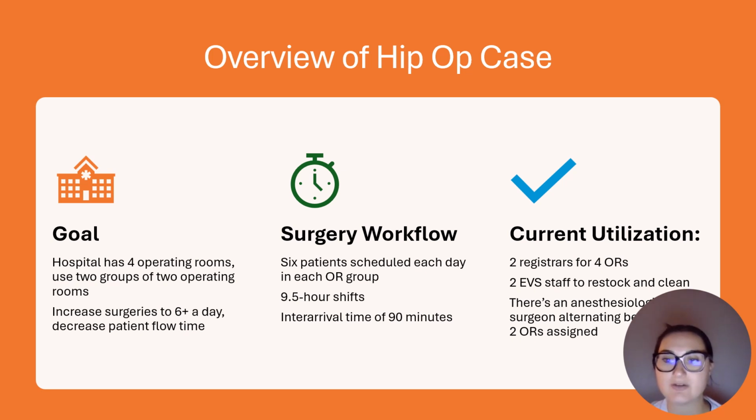The goal here is to increase the number of surgeries completed per day to 6 or more while decreasing the patient flow times. The surgery workflow is a continuous flow of surgical procedures being carried out in an orderly manner. There are currently 4 operating rooms that have 2 groups, Group A and Group B. 6 patients are scheduled a day with an inter-arrival time of 90 minutes between each patient, with a 9.5-hour workday. If patients are scheduled at the end of the workday, they may need to be bumped to the next day, creating disruption of their arrangements and patient dissatisfaction.